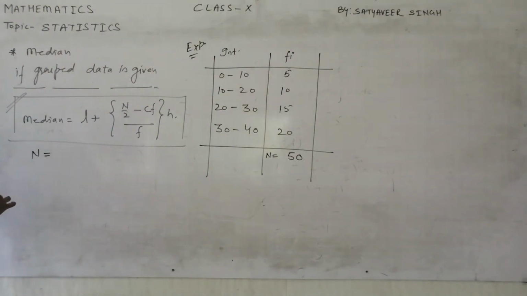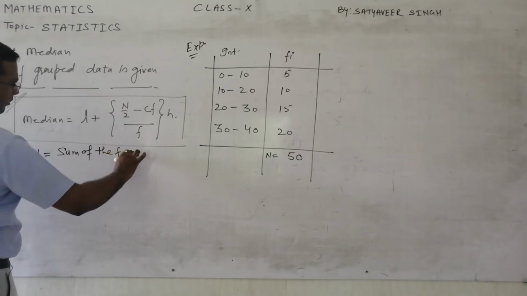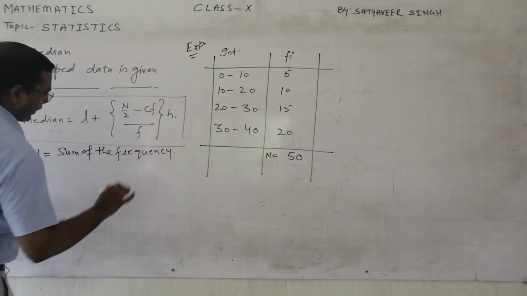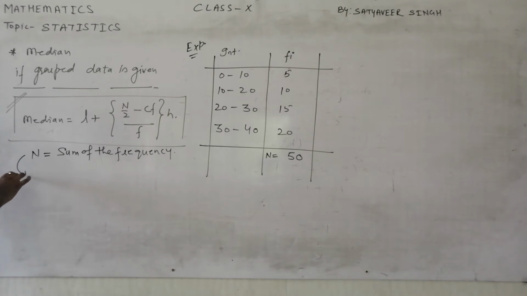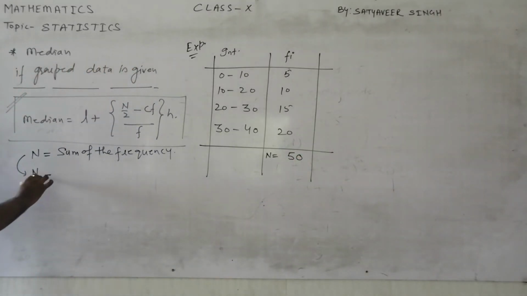N means what? Sum of the frequency we can say. From here you will have to find what is the value of n upon 2. Means divide this sum by 2. 50 divided by 2, it is 25. So you will find out what is n upon 2.